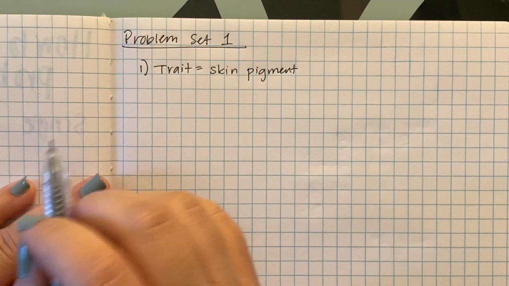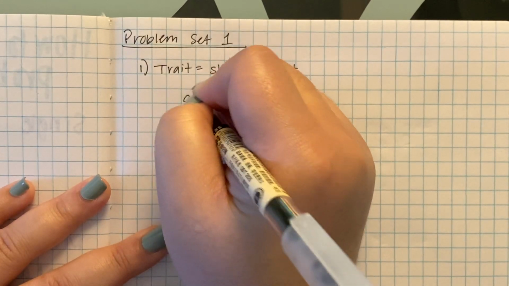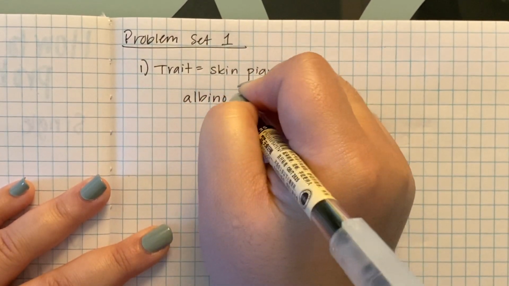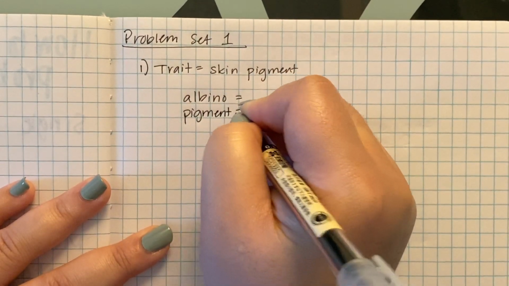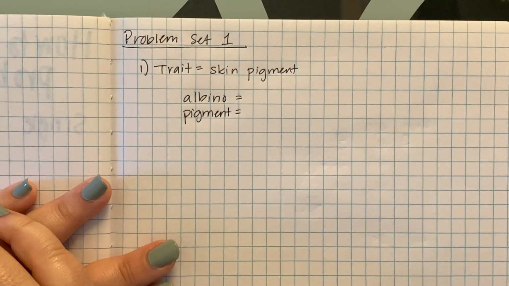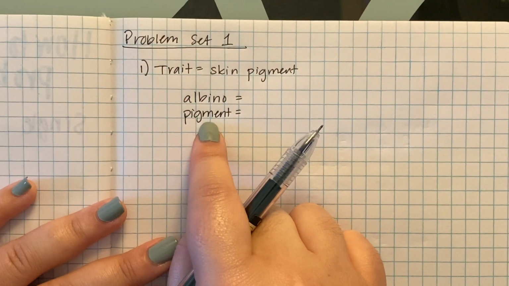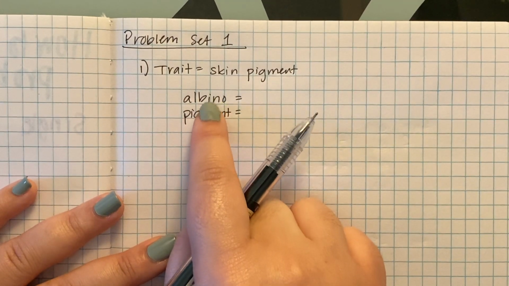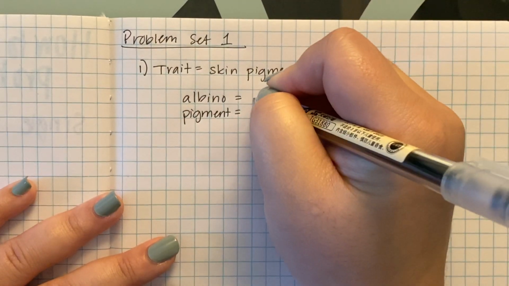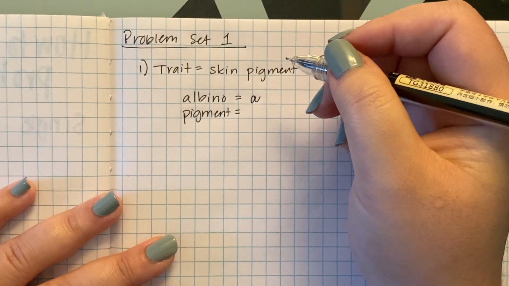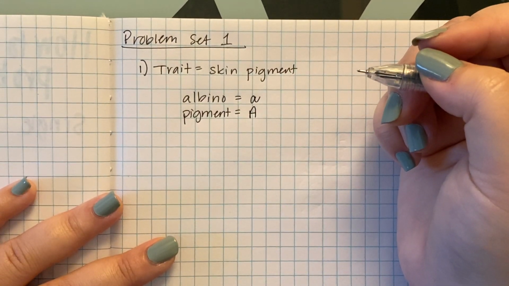I have 2 alleles for this trait. So my 2 options for this trait are they could be albino or they could have pigment. I don't like it when they say normal because it makes it seem like albinism is abnormal. So these individuals could either have albinism or they could have pigment in their skin. So these are my 2 alleles for my trait. It says albinism is recessive, so you can choose literally any letter. And then it says having pigment is dominant. So those are my 2 alleles.